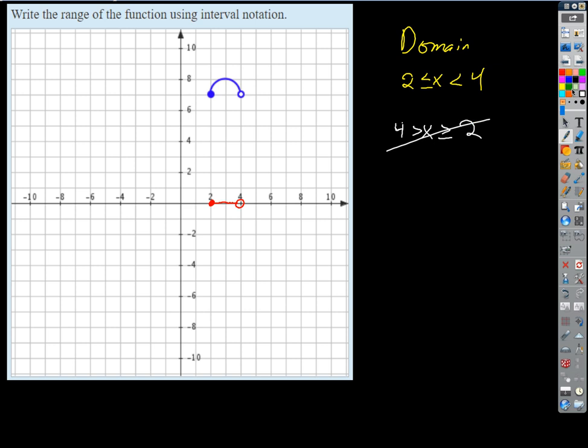Writing that using interval notation, what would that look like? My numbers are just my endpoints, right? So 2, 4, good, brackets, and no brackets.